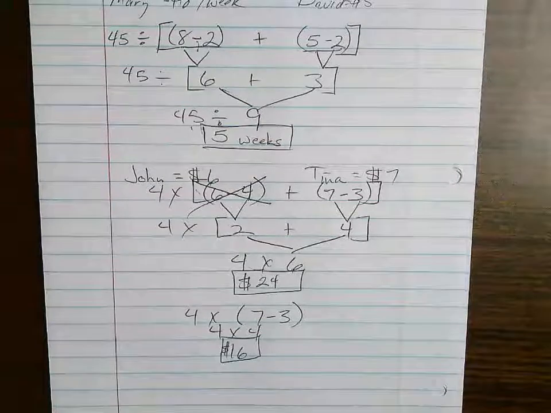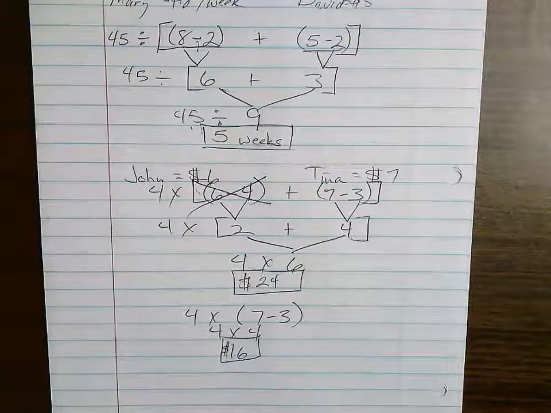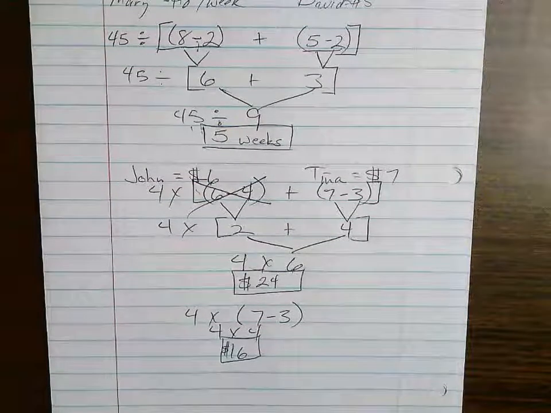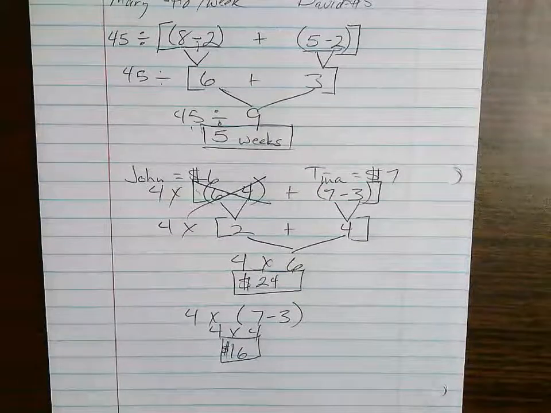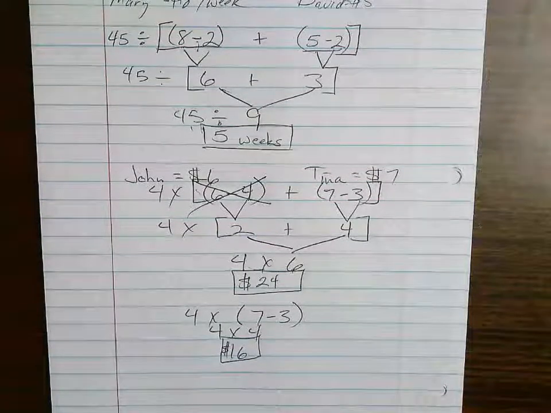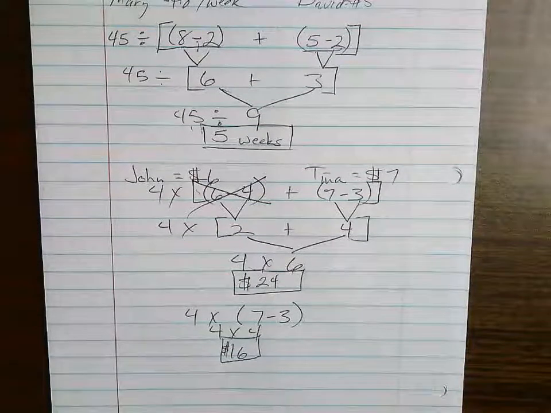So rewrite the expression 2 different ways with the parentheses and brackets so that you get a value less than 10 and a value greater than 50. That's going to be a challenge for you, but we'll see how many of you come up with a good answer. And we'll do some more practice on this in class.